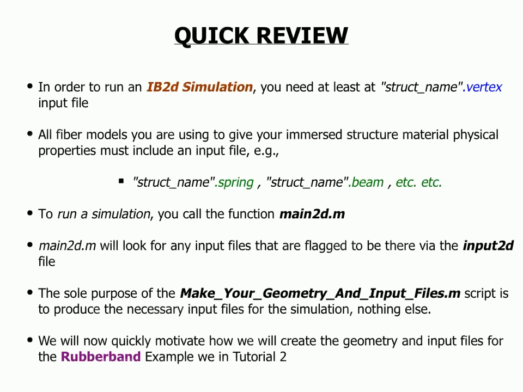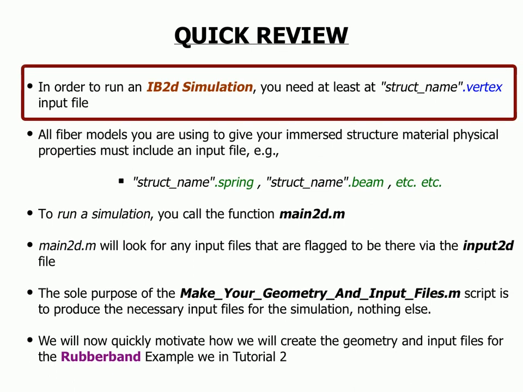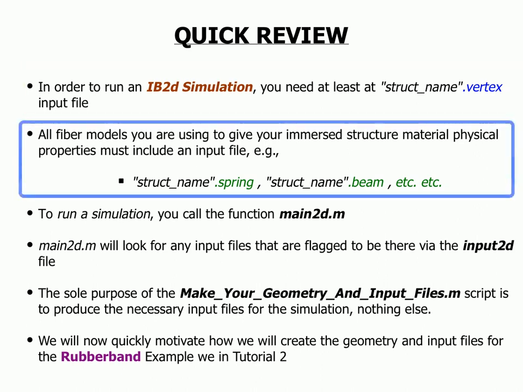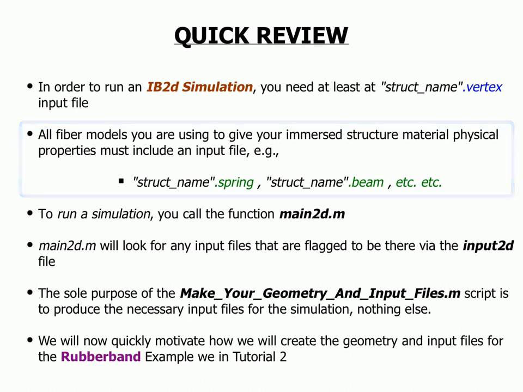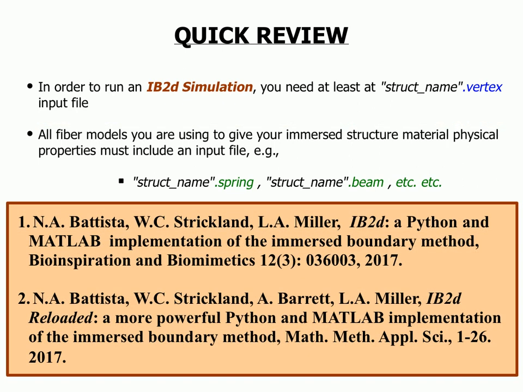So let's quickly review at this point. In order to run an actual simulation, you always need a .vertex input file. This .vertex input file will include all the x and y coordinates of the original positions of the Lagrangian mesh. Furthermore, if you want your Lagrangian mesh to have any type of physical meaning or material properties, you will also need to include an input file associated with that specific fiber model. For example, a .spring, a .beam, etc.